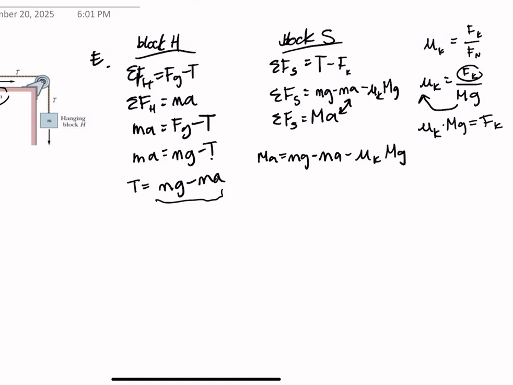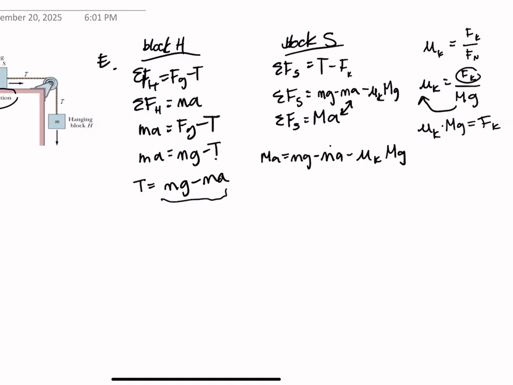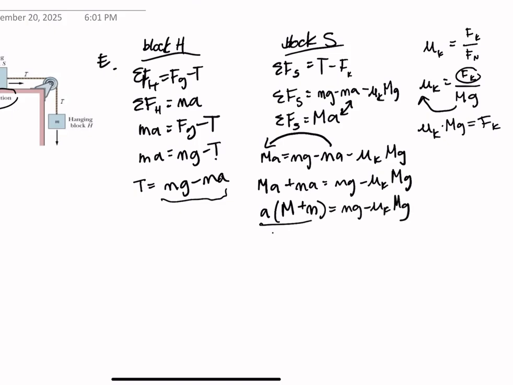So because we're trying to isolate for acceleration here, we want them on the same side, I'm going to add this term to the other side. We can take acceleration out, and then we can just isolate for A by dividing the total masses so that this can cancel out. So my final acceleration equation.